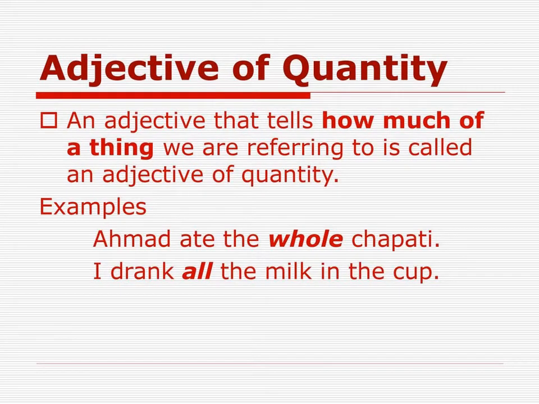We also have adjective of quantity. From the name itself we understand it is an adjective that tells us how much of a thing we are referring to. What is the quantity of the thing? How much? Ahmad ate the whole chapati. How much chapati did Ahmad eat? Whole. I drank all the milk in the cup. How much milk did he drink? All. So when we ask the questions of how much to ourselves, we should get the answer of adjective of quantity.